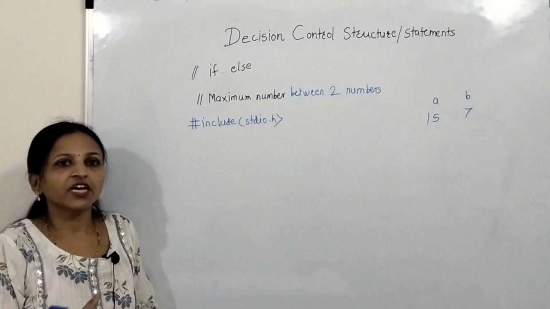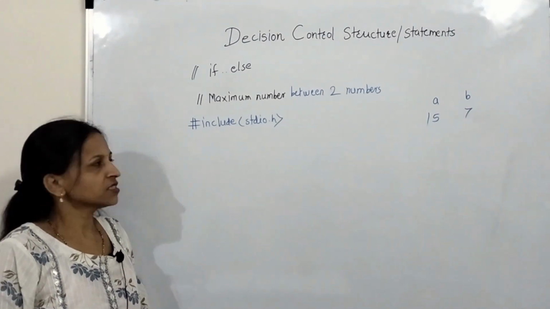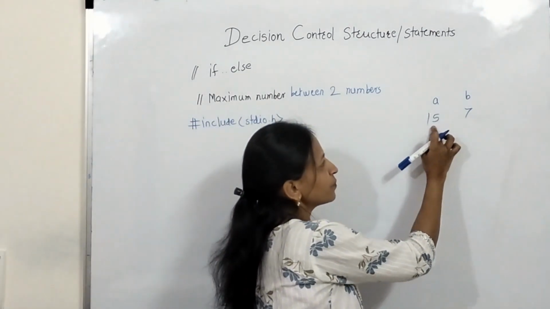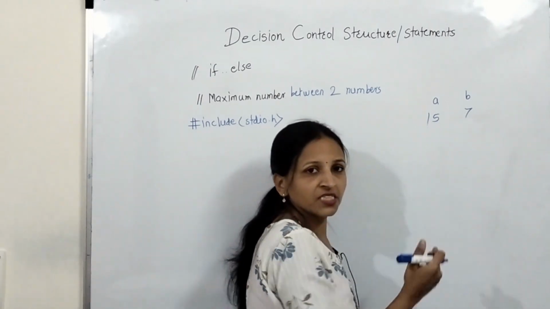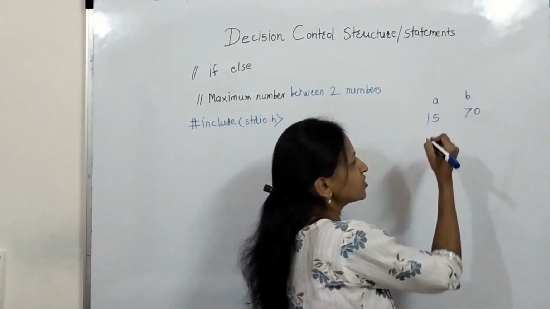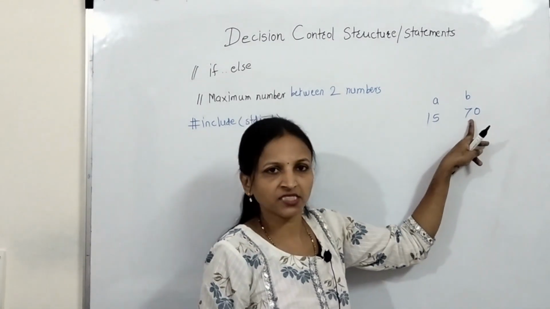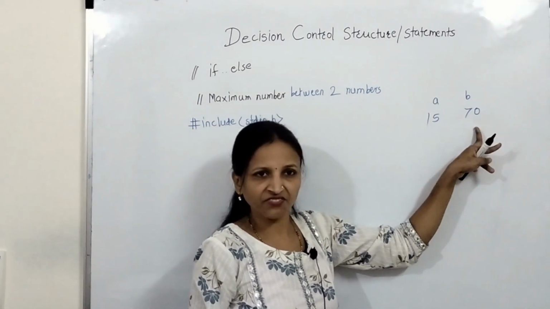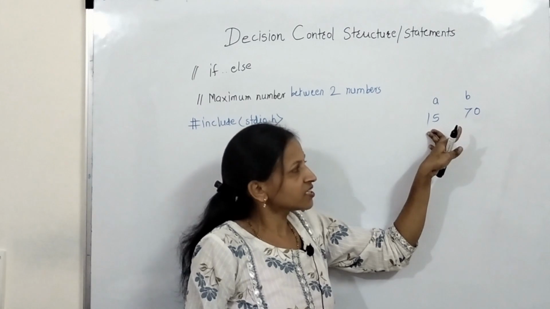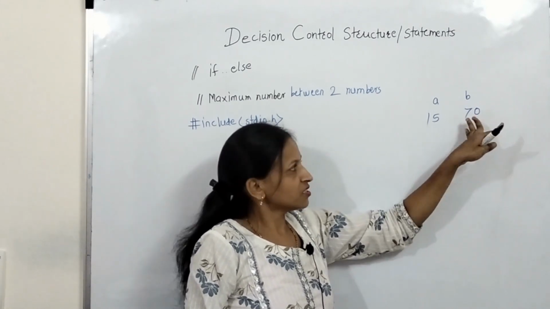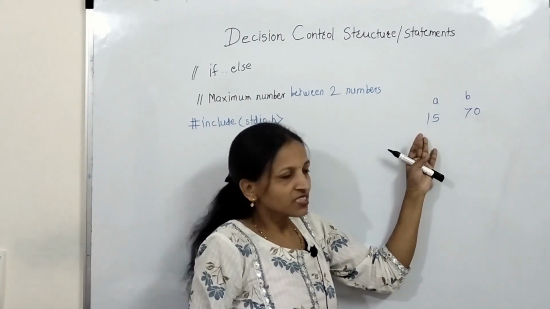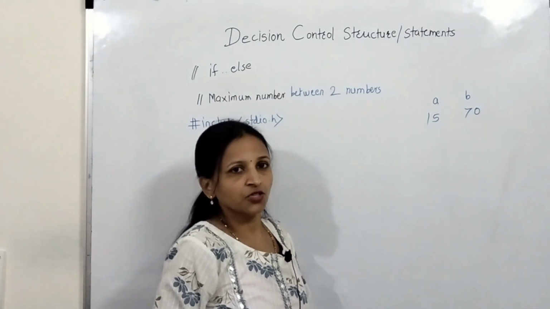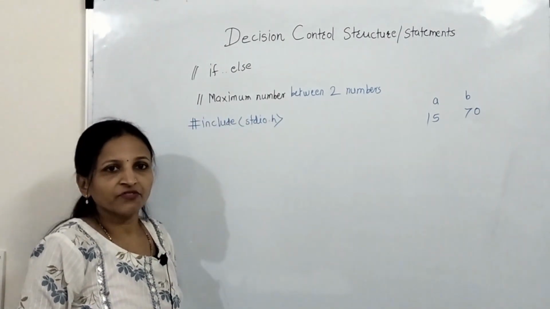The next program that we can do with the help of this if else construct is finding the maximum number between two numbers. Suppose there are two numbers like 15 and 7, then we can easily say that 15 is the maximum. Suppose here it is 70 and the first one is 50, then we can easily say that this one is the maximum. How? We can compare those two quantities. 15 is less than 70, or we can say that 70 is greater than 50. If this one is greater than this one, then we can say that this one is the maximum. In that way, the greater than symbol we can use here to find out the maximum between two numbers.